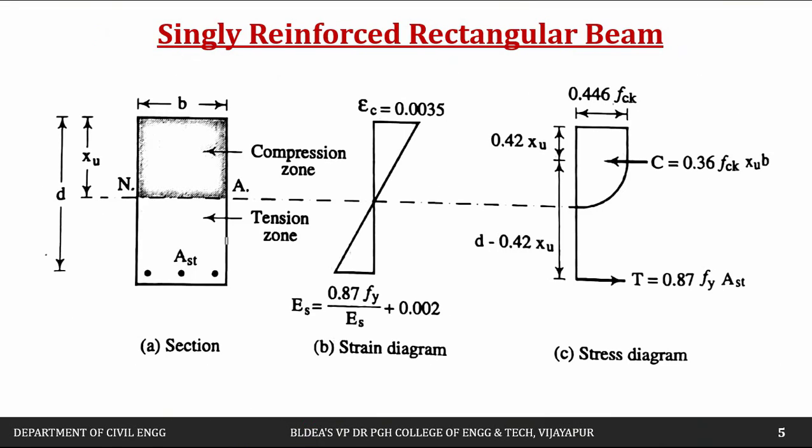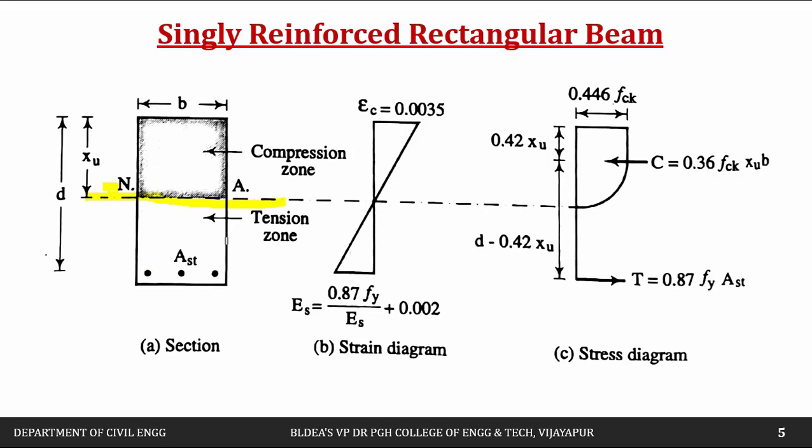Next, we'll go to the stress block parameters. We'll consider one singly reinforced rectangular beam of width b and effective depth d. Effective depth is nothing but the distance from the extreme top compression fiber to the centroid of this tensile reinforcement. That is nothing but the effective depth.